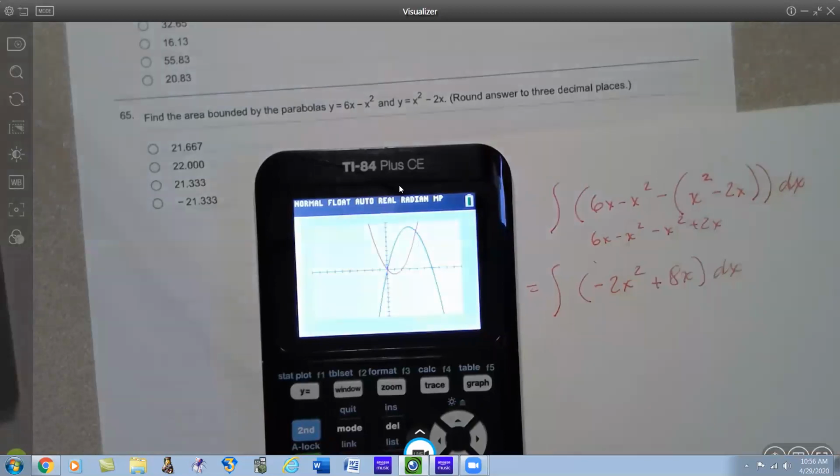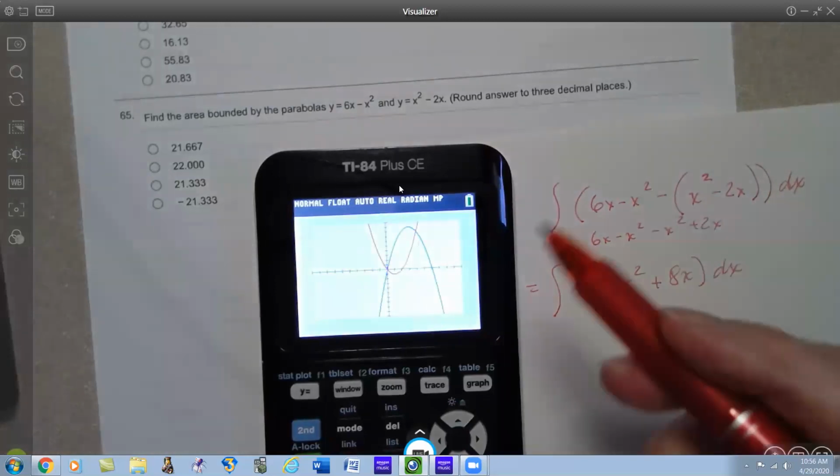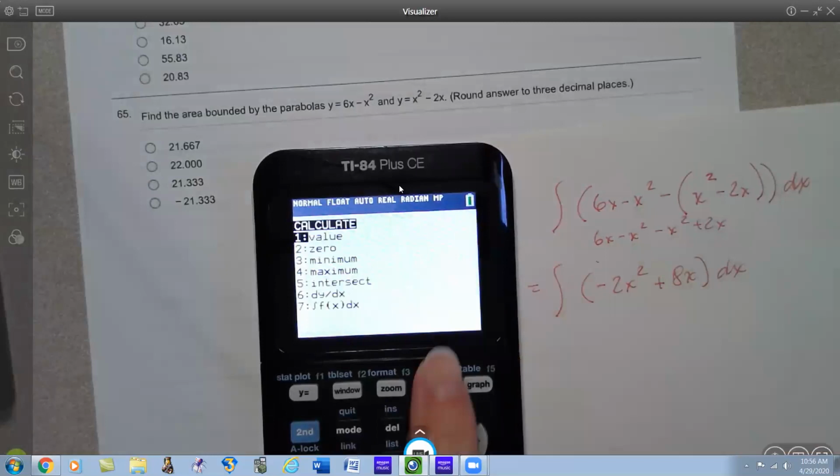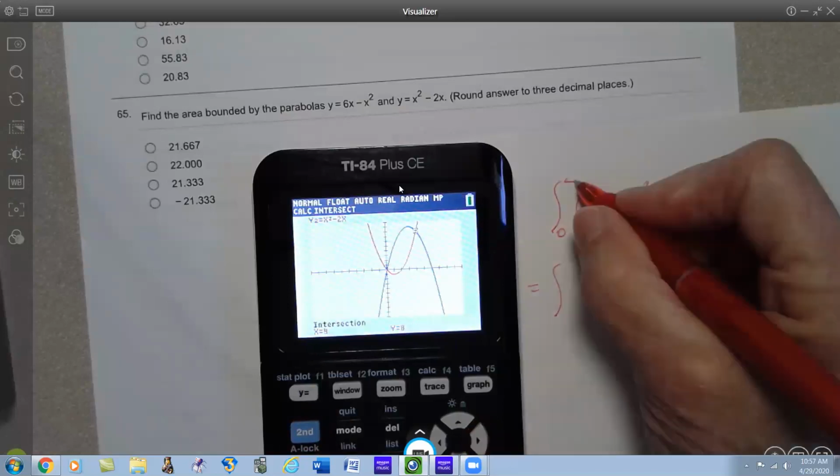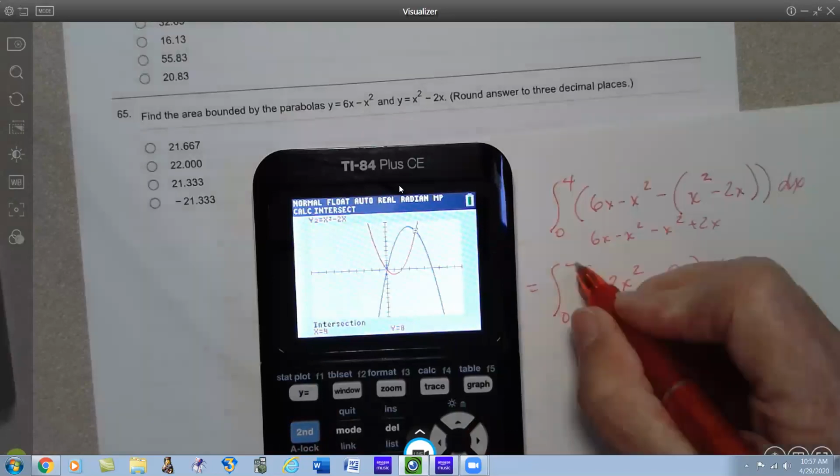I've got to find out where they hit. So second, trace, intersect. It's very close right there. Let's see if they hit there. They hit at 0. And now I'm going to move it up to where they hit at the other location. Hit at 4. So this simplified one down here would be the one that I would put in the calculator.